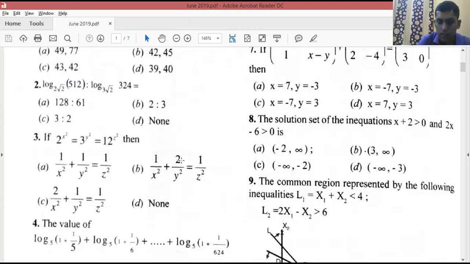Right. Going to the next question, 8. For these types of questions you have to have common techniques. That's it. x plus 2 is greater than 0, they have given, and 2x minus 6 is also greater than 0, they have given. When you take x plus 2 greater than 0, the 2 to the next side, x is greater than minus 2. And then if you say 2x minus 6 is greater than 0, 2x is greater than 6, so x will be greater than 3.